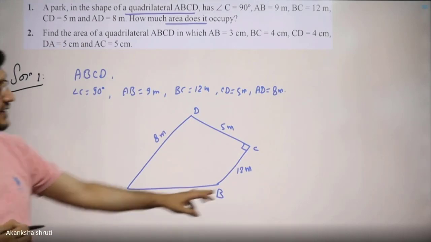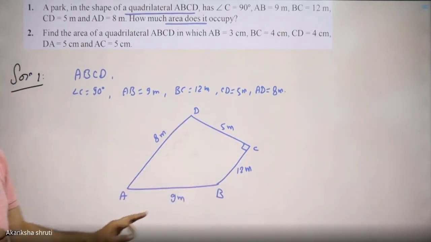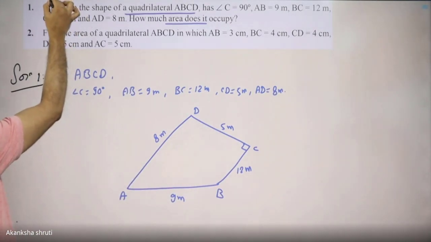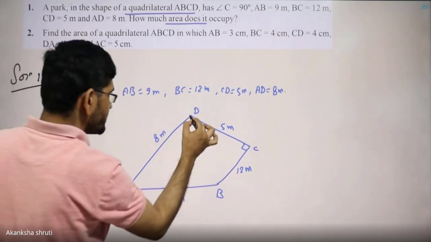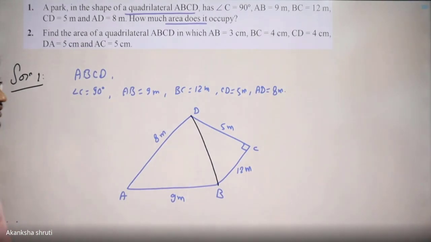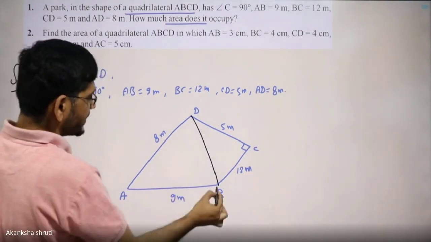The area of the quadrilateral can be calculated by dividing the quadrilateral into two triangles. So students, if we join B to D, what are we getting? One of the triangles formed is ABD.